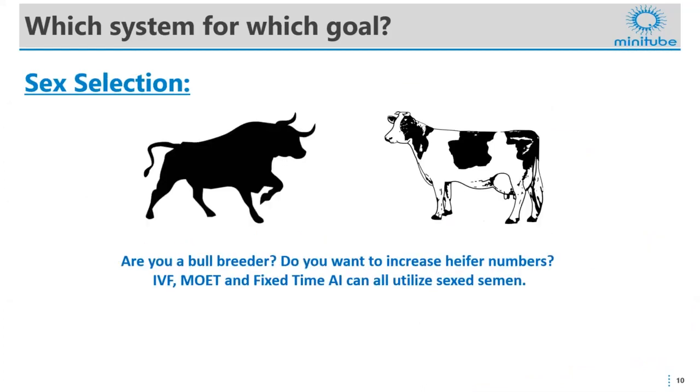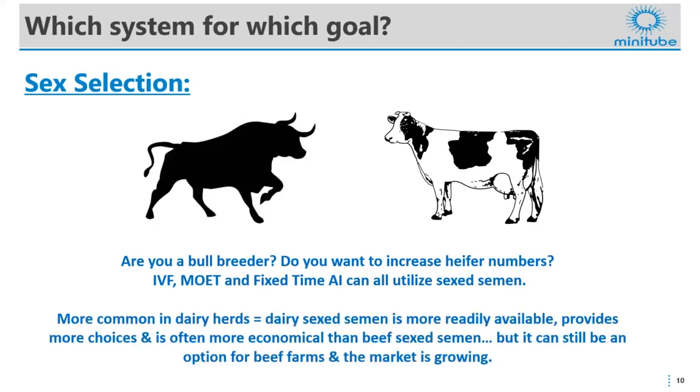If you're looking for just female or male calves, this is what happens a lot in dairies, they use sexed semen for female or heifer calves. This isn't as common in beef herds, but the popularity is growing. The options that we have for this in beef are growing, and it may be something in the future that is more economical and more popular in beef. For that, you can use IVF, flushing, fixed time AI. They're all ways you can utilize sexed semen.